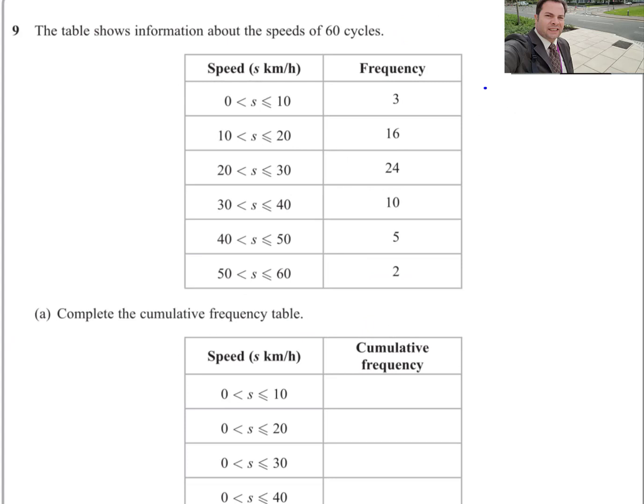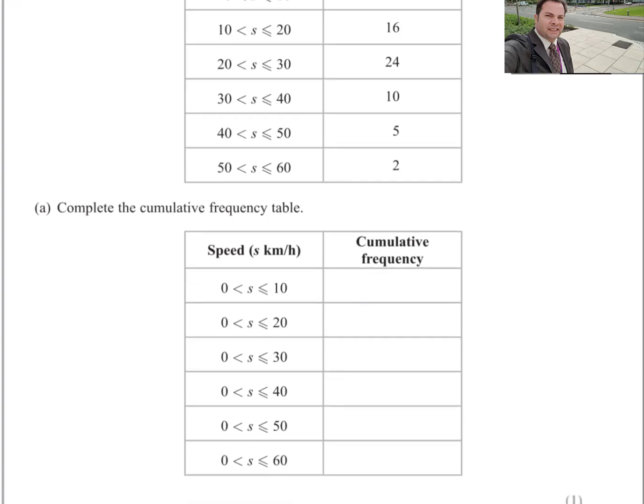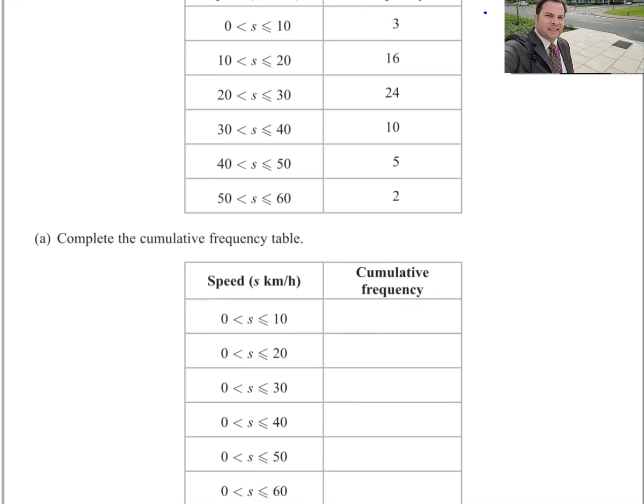Question number 9. The table shows information about speeds of 60 cycles as it's given. The first group from 0 to 10, 10 to 20, 20 to 30, 30 to 40. The frequency is given on the right hand side. Look at part A. In part A, complete the cumulative frequency.